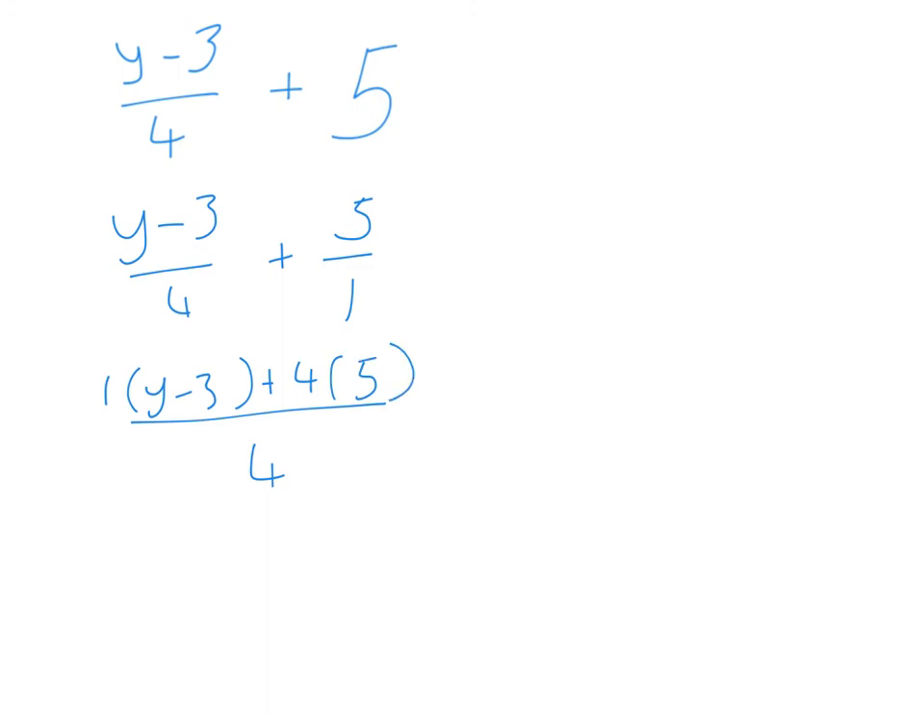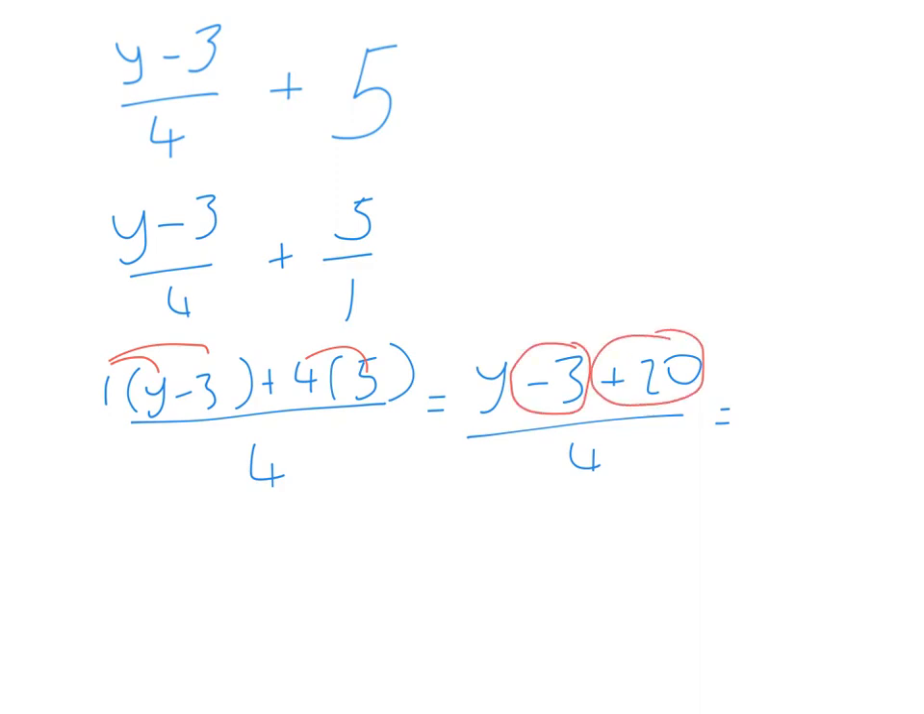We then multiply out the brackets. 1 times y, and then 1 times minus 3. 1 times y is y. 1 times minus 3 is minus 3. And then 4 times 5 is plus 20. And all of this is over 4. And then we can put together the minus 3 and the plus 20 to get y plus 17 over 4. And that's our final answer.